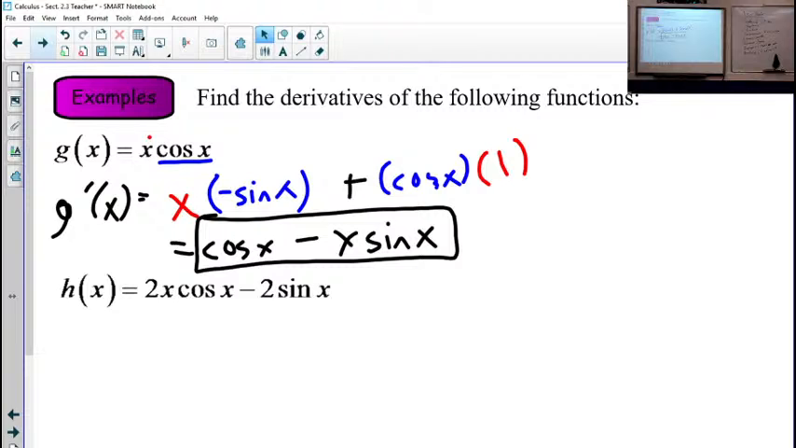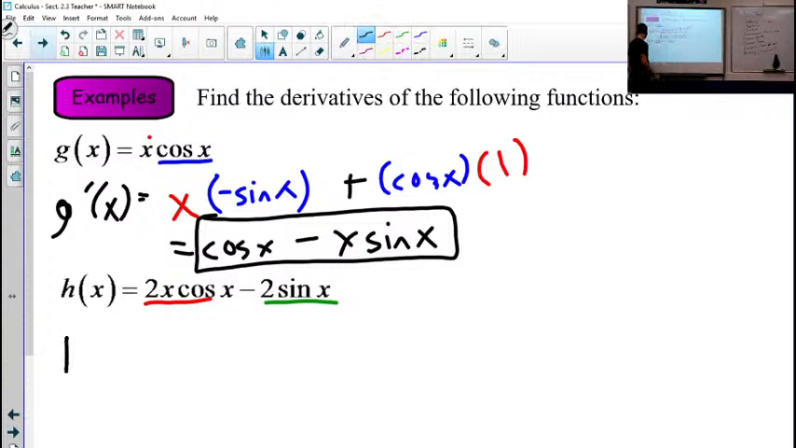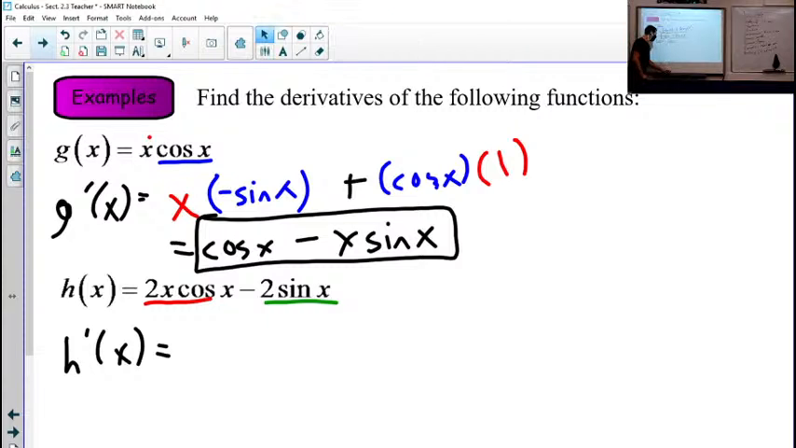Next. Got two different things I need to take the derivative of. Wait, that's your final answer? Yep. We'll start with 2x cosine of x. That's a product rule. We have to do it with the product rule.